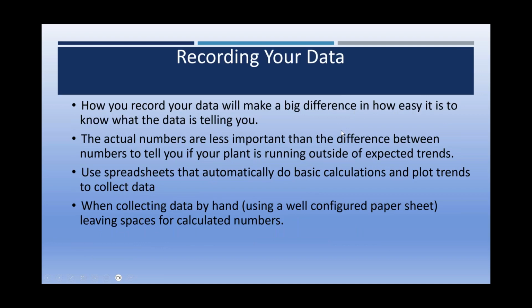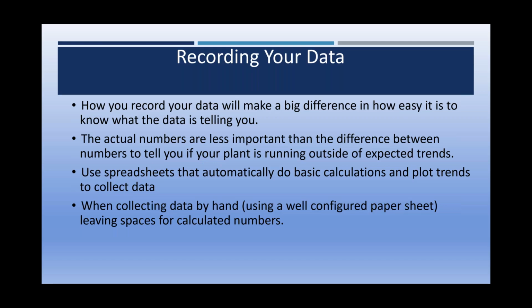So recording your data is critically important. How you record your data will make a big difference in how easy it is to know what the data is telling you. The actual numbers are less important than the difference between numbers to tell you if your plant is running outside of expected trends. So you want to use a spreadsheet that automatically helps you do basic calculations and plot trends to collect your data. And when collecting data by hand, use a well-configured paper sheet, leaving spaces for calculated numbers.